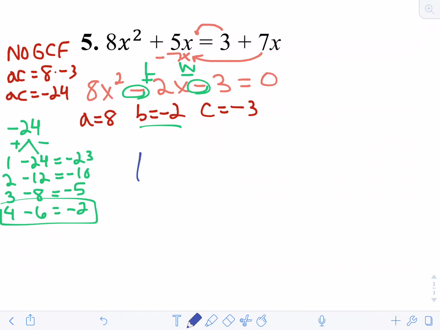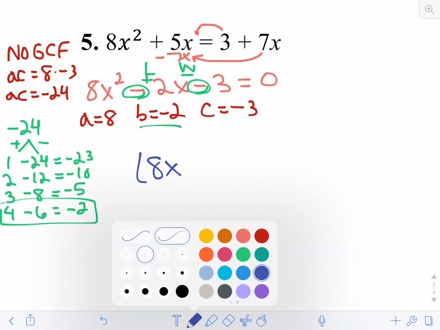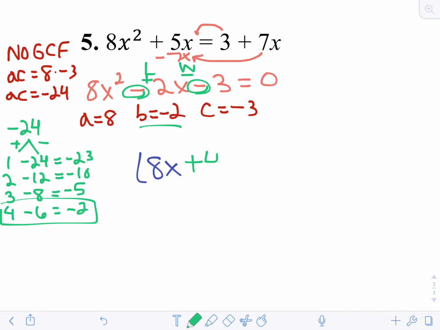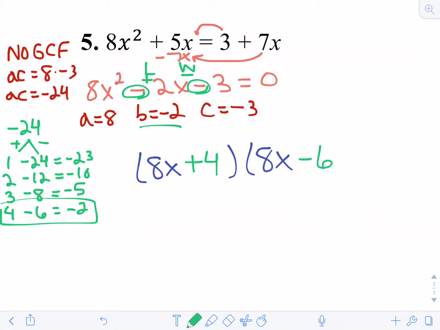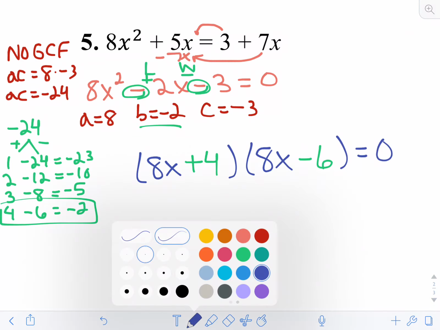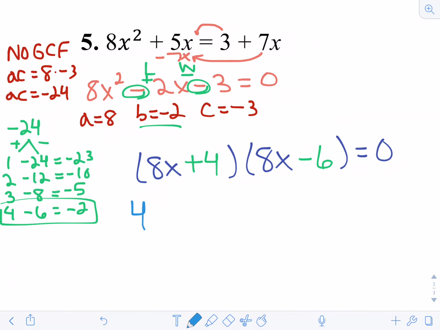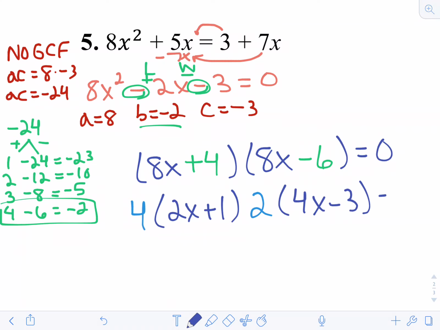So I know that my answer is going to be 8x. We can do the plus 4. And then we have 8x. I have the minus 6. And those are going to be equal to 0. So let's go ahead and pull out what we can. This first one, I can pull a 4 out. So we're left with 2x plus 1. The second term, I can only pull out a 2. So I'm left with a 4x minus 3 is equal to 0.